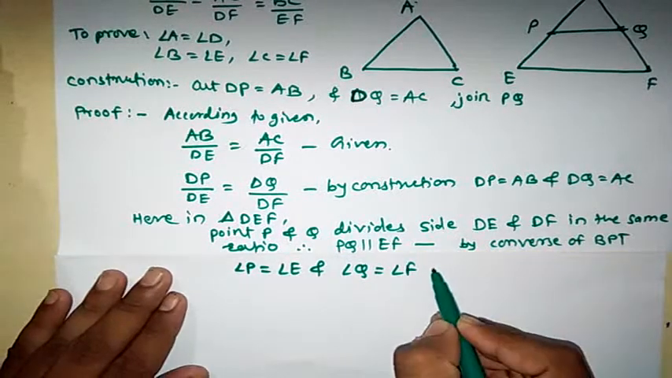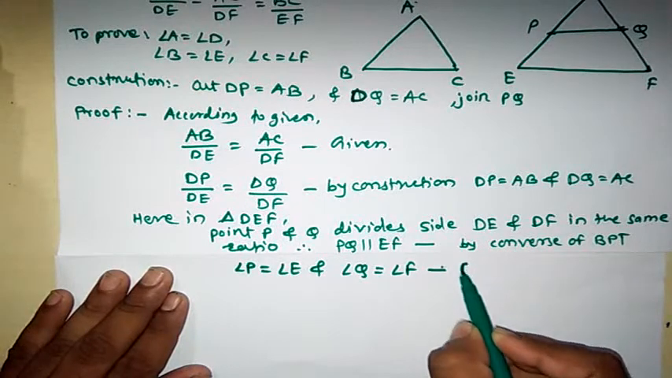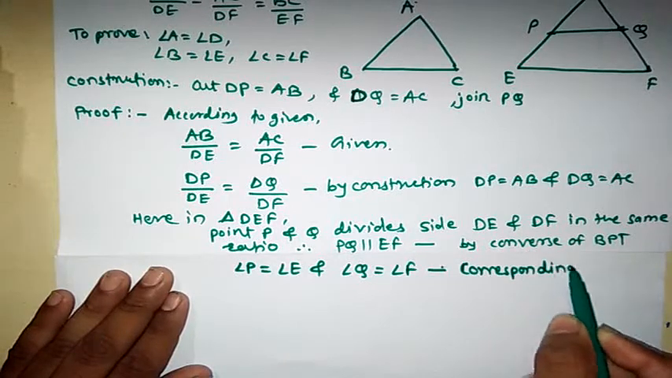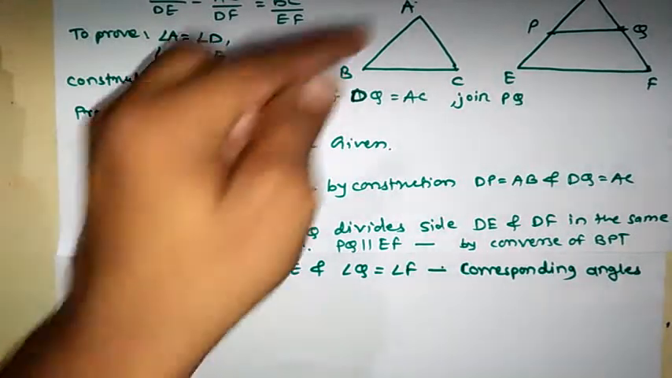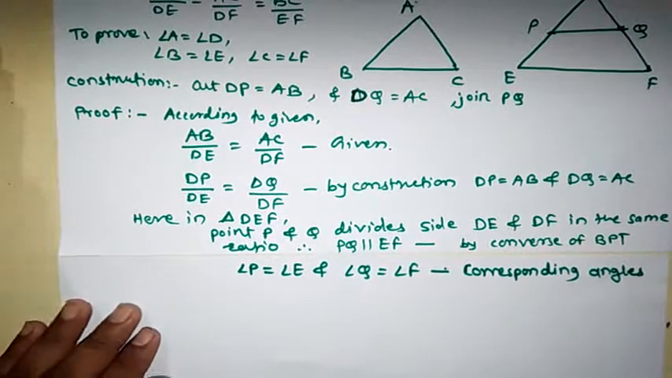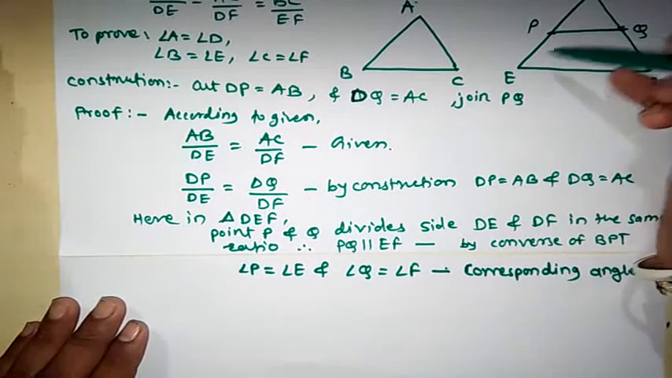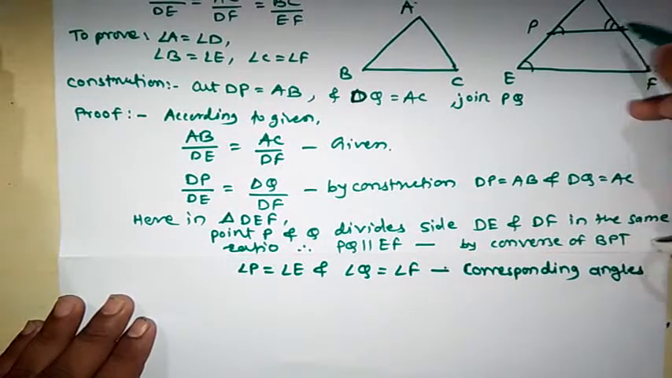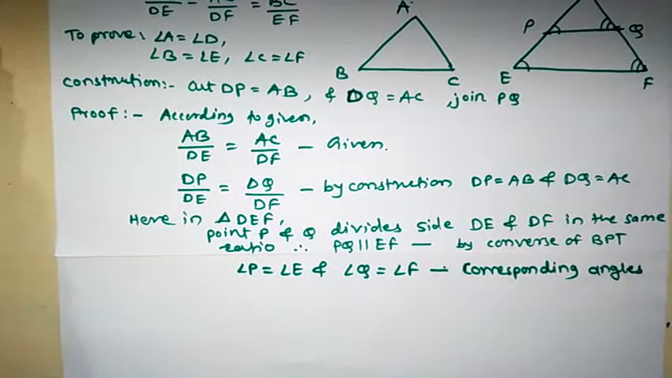What is the reason for this? Why are these two angles equal? The reason is these are corresponding angles. We know that corresponding angles are equal if the two lines are parallel. That is, PQ is parallel to EF here. Therefore, corresponding angles, angle P is equal to angle E and angle Q is equal to angle F. I will mark it. These two angles are equal here.